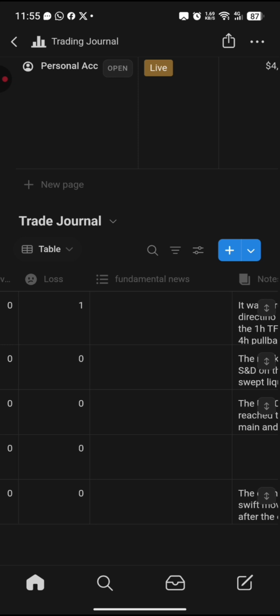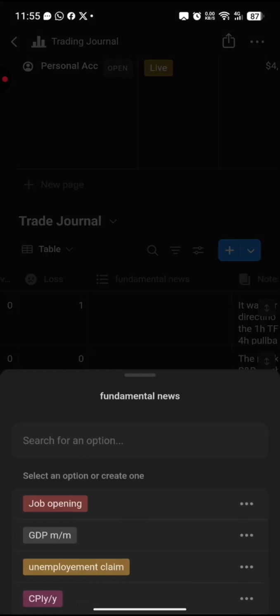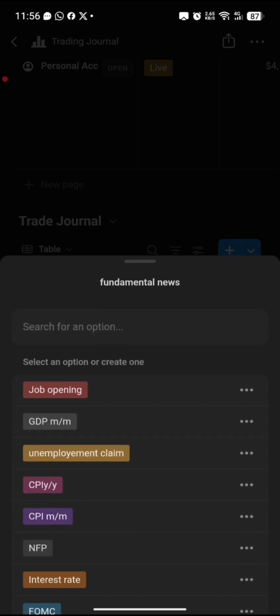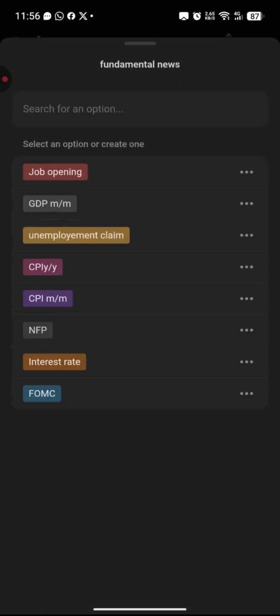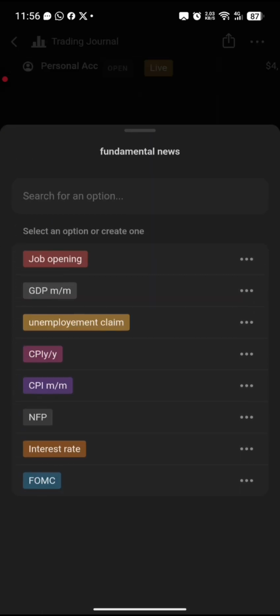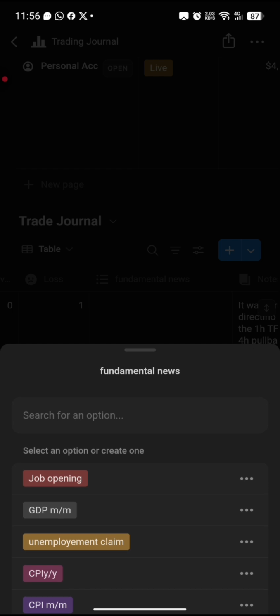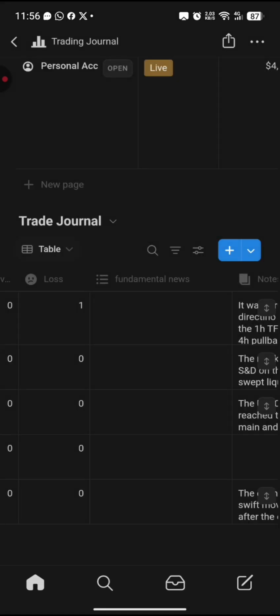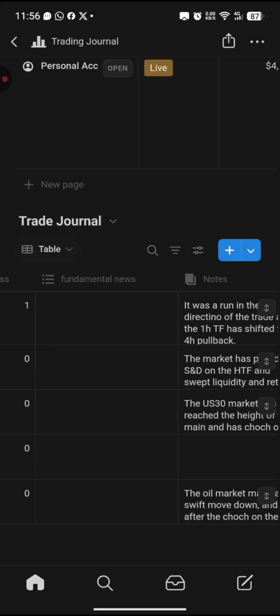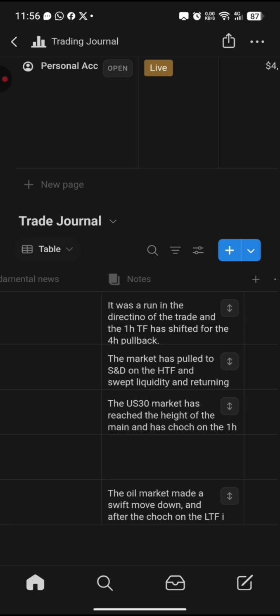And then, is there any fundamental news on the day? We are going to be putting all the fundamental news in here. If there is any fundamental news on the day, I only use the red ones, the red box checked ones, on Forex Factory. So that is it. Then notes.